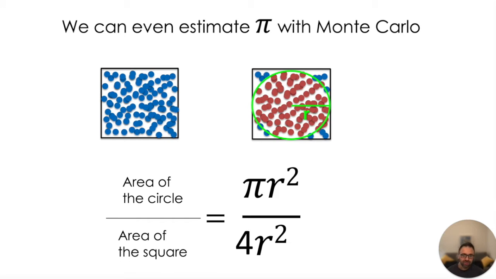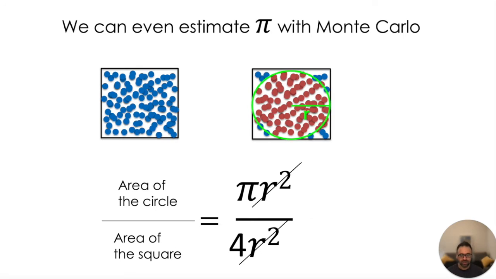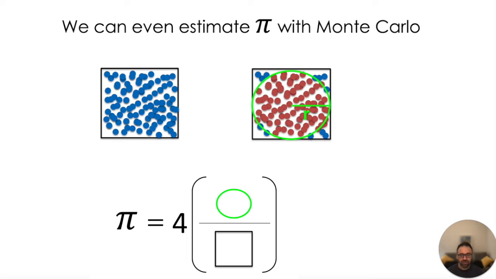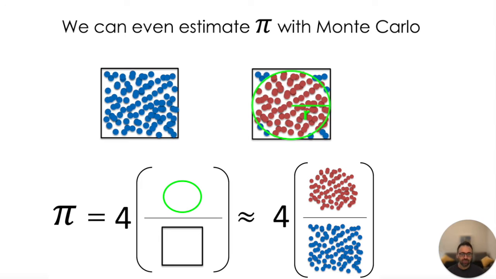Since we know that the area of the circle is pi times r squared, and the area of the square is 4 times r squared, if we divide both, we obtain pi divided by 4. So pi can be calculated as 4 times the area of the circle divided by the area of the square. That division can be estimated by counting the number of red dots divided by the total number of points. So the more points we have, this relationship between both areas can be represented as just 2 numbers by counting the number of points that fell inside the circle versus all the random points. So if we have a very accurate way to generate random samples and we have enough resources to generate many of them, we can estimate pi.